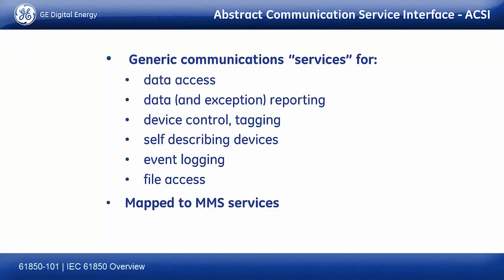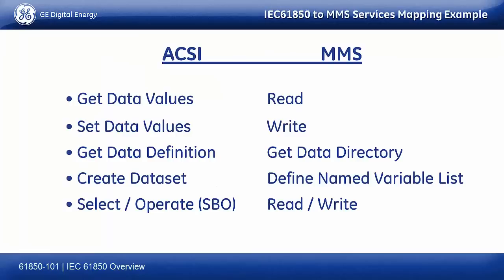So one of the things that the 61850 defines is ACSI, Abstract Communication Service Interface, which is generic communication services for trust and verified data, right? Data access, data exception reporting, control and device control and tagging, self-describing devices, event logging, and file access. And then MMS was developed for other industries. We mapped MMS and ACSI together to be able to do this. And so we look at some of the things we do with MMS.